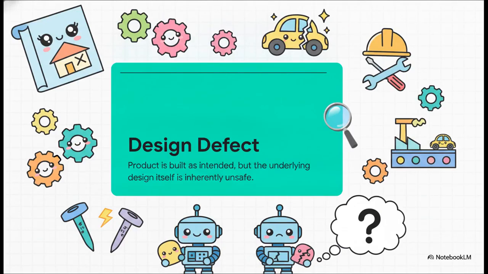Moving on to bucket number 2, the design defect. Now listen closely to this distinction because it's tricky. Here, the product is built exactly as intended according to the plan, but the underlying design itself is inherently unsafe. The landmark Barker v. Lull Engineering case really highlights this, showing us that a design defect attacks the product's actual blueprint. We aren't talking about just one bad unit anymore. We're arguing that the entire manufacturing line is unreasonably dangerous.